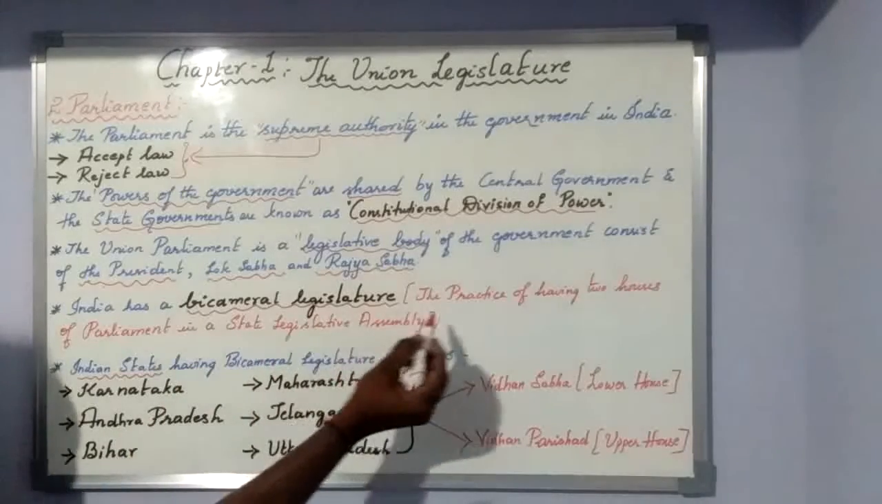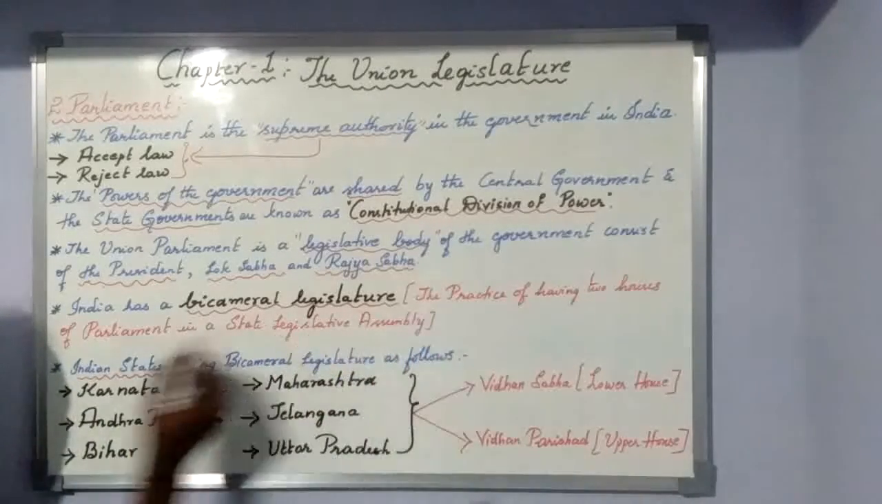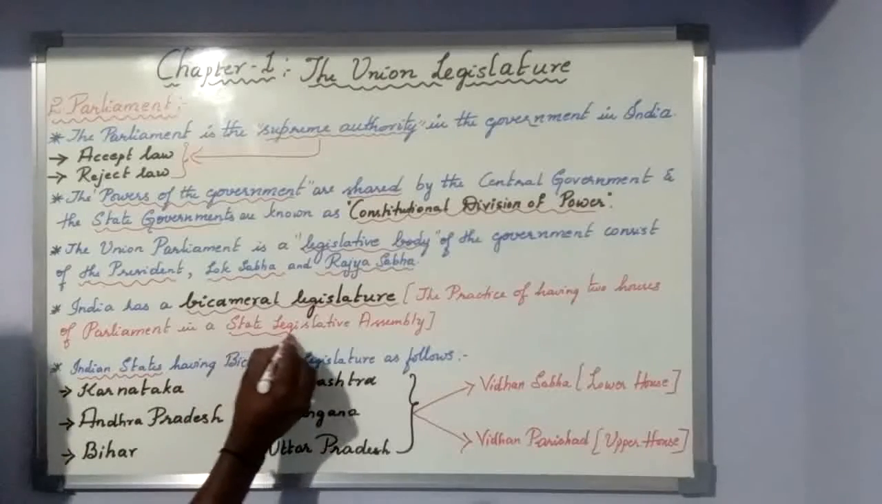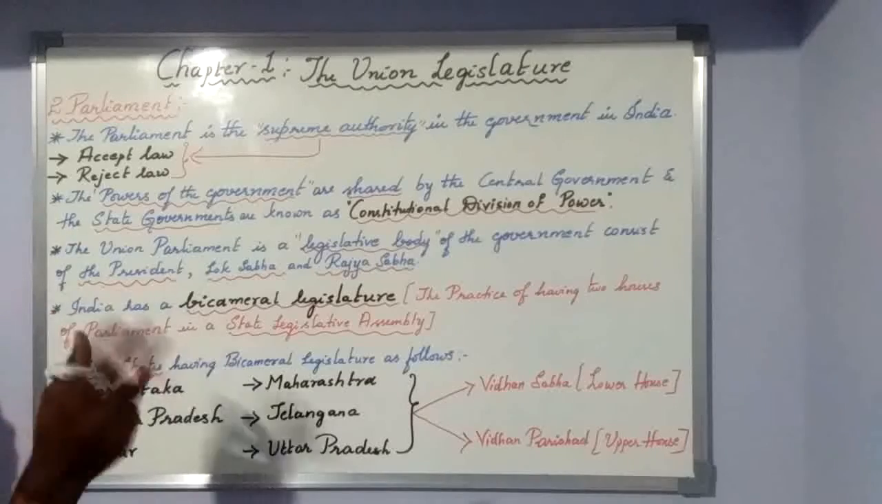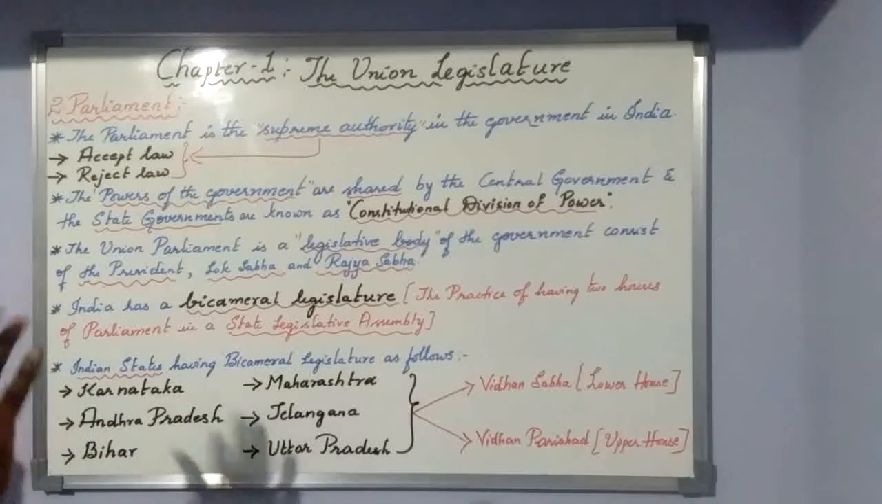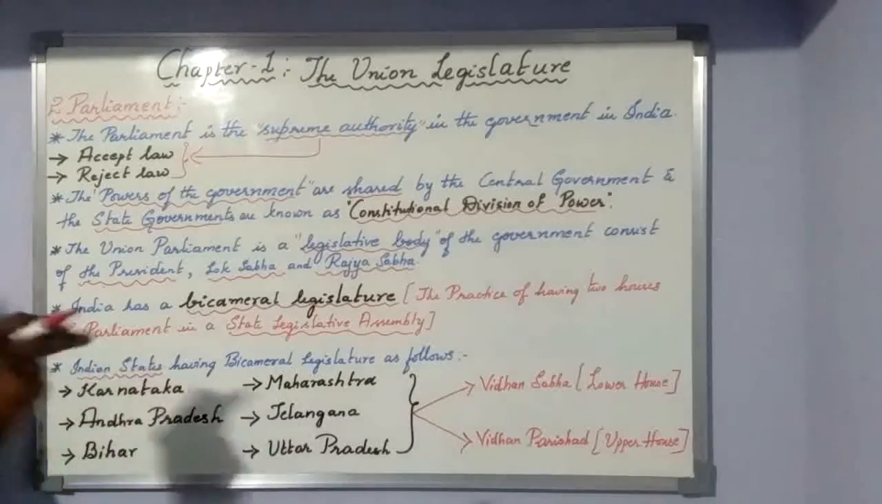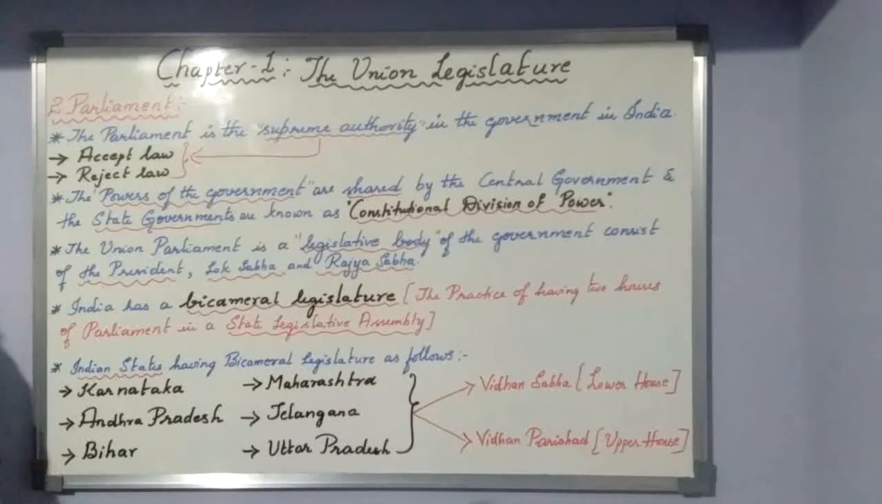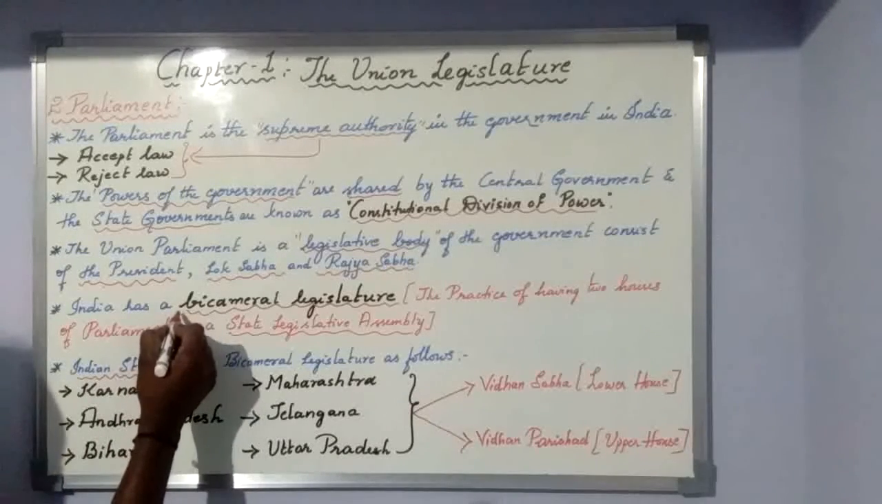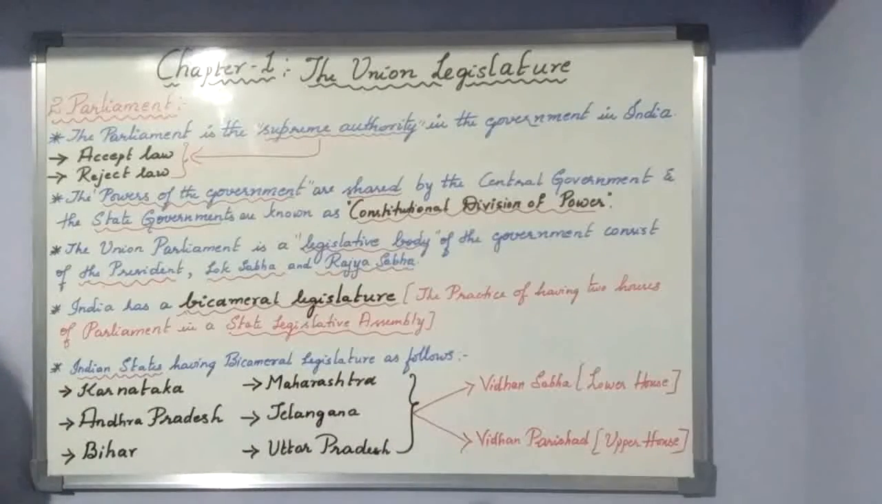Bicameral legislature means the practice of having two houses of Parliament, and in the state legislative assembly as well. Just as in the central government we have two houses, that is Lok Sabha and Rajya Sabha, like that in the state legislature also we have two houses. That is the reason it's called bicameral legislature. Bi, okay, two. Even in a state, we have the state legislative assembly.